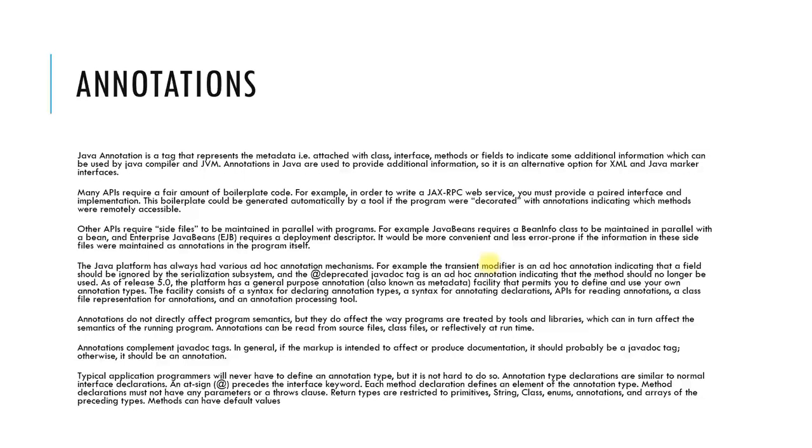For example, Java Beans requires a BeanInfo class to be maintained in parallel with a bean, and Enterprise Java Beans requires a deployment descriptor. It would be more convenient and less error-prone if the information in these site files were maintained as annotations in the program itself.